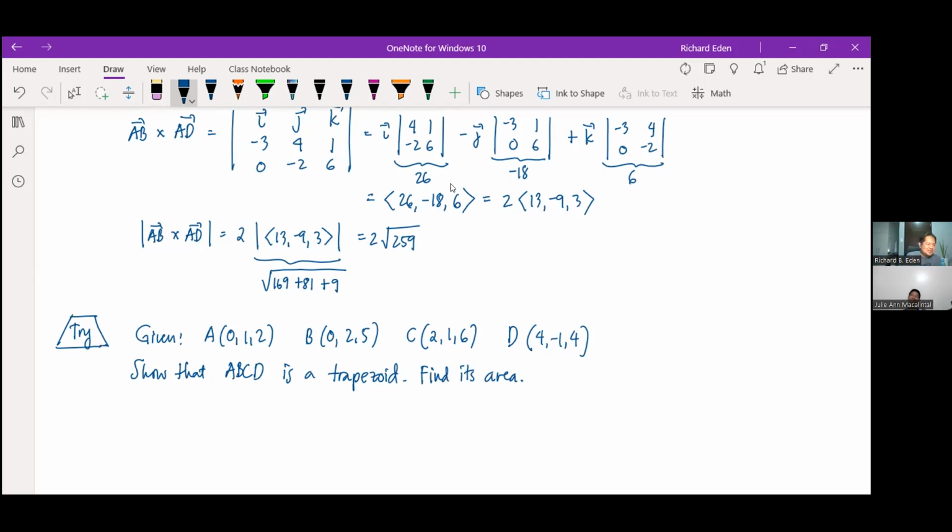So show that ABCD is a trapezoid and then find its area. Okay. I'm almost done with the discussion on cross products. But how about we continue this another time? Because if I start, it will be hard to be left hanging.